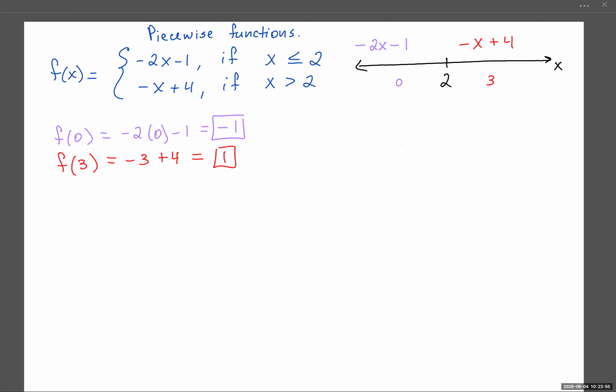Let's try this one more time. f at negative 1. Well, negative 1, just like 0, is in this interval right here. So that's negative 2 times negative 1 minus 1. Negative 2 times negative 1 is 2 minus 1. The value of this function is also 1. And one more.